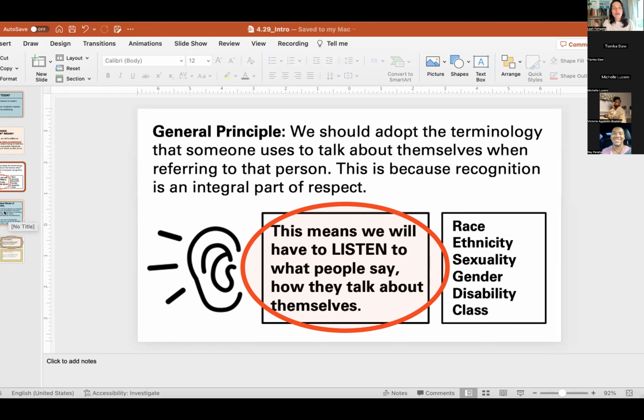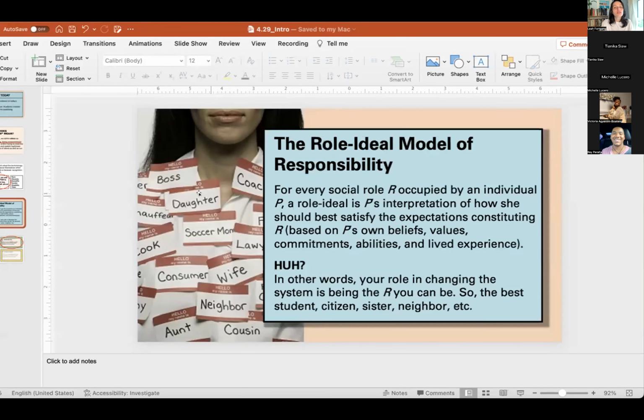we talked about all those different forms of oppression. And then last week, we talked about taking a step further beyond, all right, so we understand listening is really important when we want to talk about these issues connected to oppression. And then last week we looked at Robin Zheng's role ideal model for responsibility to help us identify some more concrete things that we can do in response to these issues that we identified the week before.